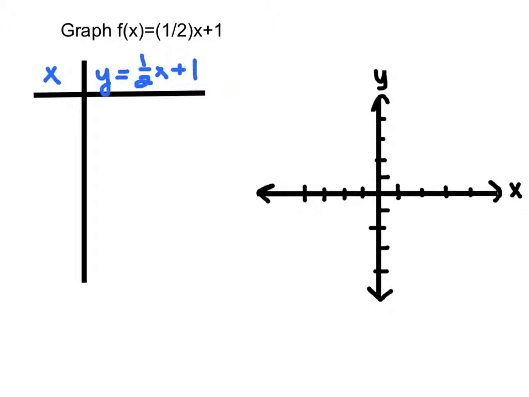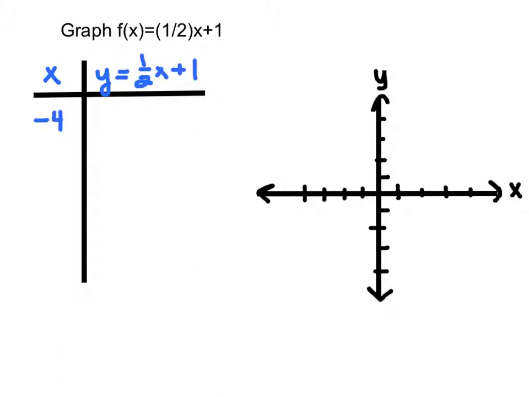My domain is going to be the set of all real numbers. That means I could choose any x that I'd like to choose, but I'm going to pick x's that are going to be relevant to my picture, relevant to my coordinate plane. And so I'm going to choose some x's that are sitting right here in front of me, close to my origin. And I'm going to start by saying, let's let x be equal to -4.